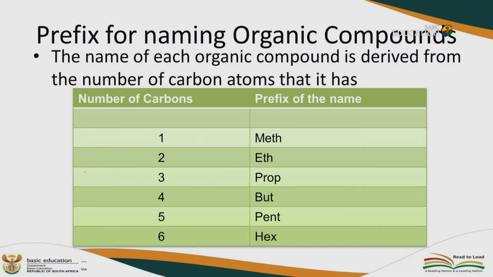Remember, as we move through all the homologous series, we are carrying this weapon that we have here, which is our prefix, which we find from the number of carbons. So the number of carbons already tells us how the name will start.